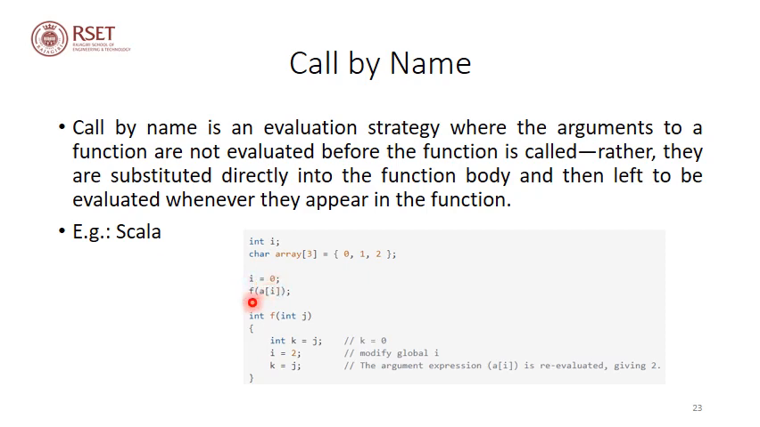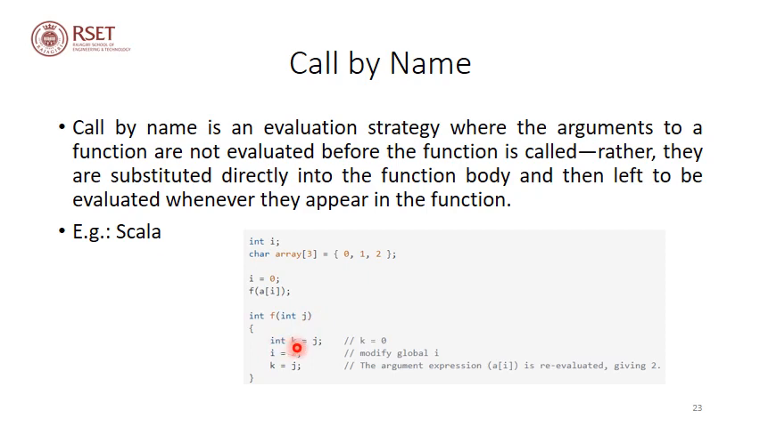Then I am making a call to function f, and I am passing a of I as the actual parameter. And you can see the definition of function f over here. The function f returns an integer value and takes an integer argument as input. Since a of I is passed, the value at index 0, a of 0, which is 0, will be copied to j. So j will now contain the value 0.